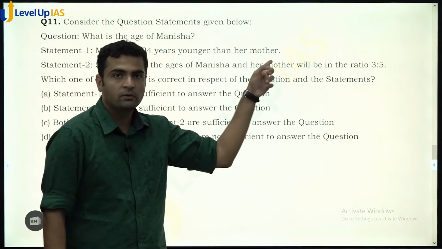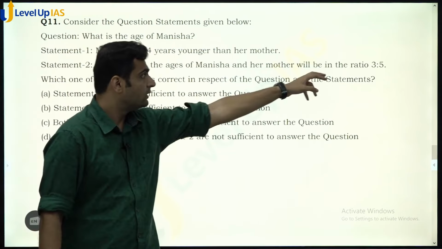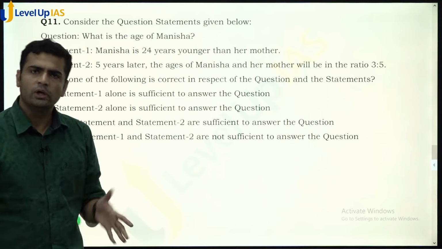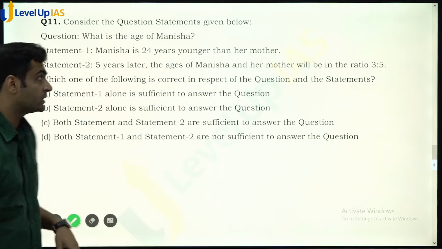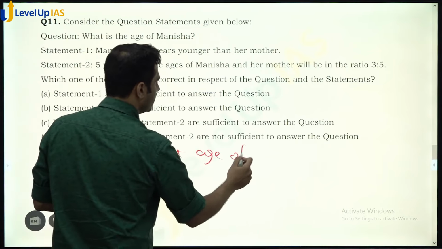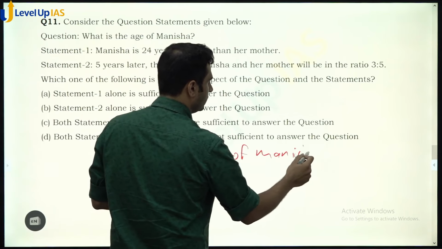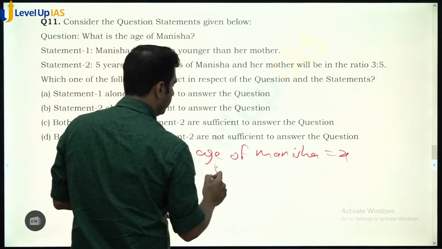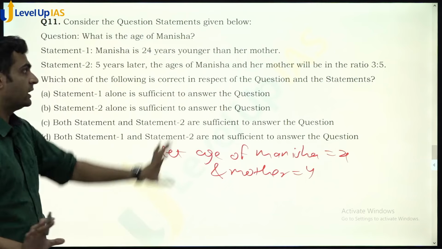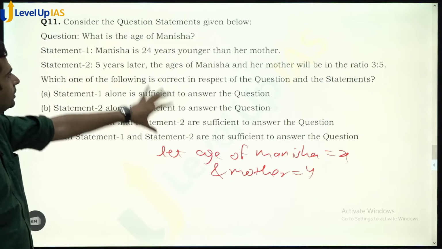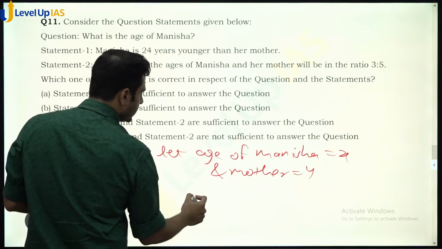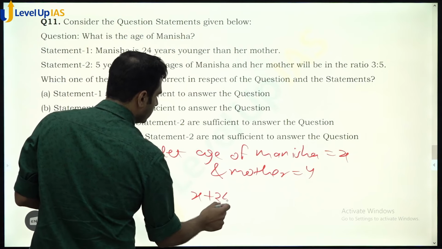From here we get one equation. From here, 5 years later their ages will be in the ratio 3:5. So we'll get two equations. We have two unknowns, we have two equations. We can definitely solve them if we frame the equations. Now let age of Manisha be equal to X and mother be equal to Y. Fine. There are two unknowns. We can solve two unknowns because we have two equations. So Manisha is 24 years younger than her mother. So X plus 24 is equal to Y.